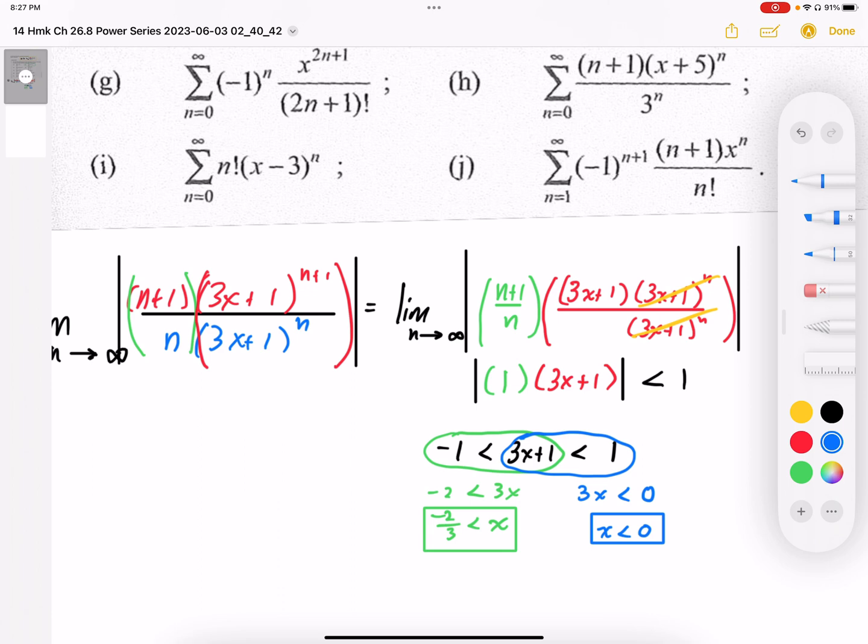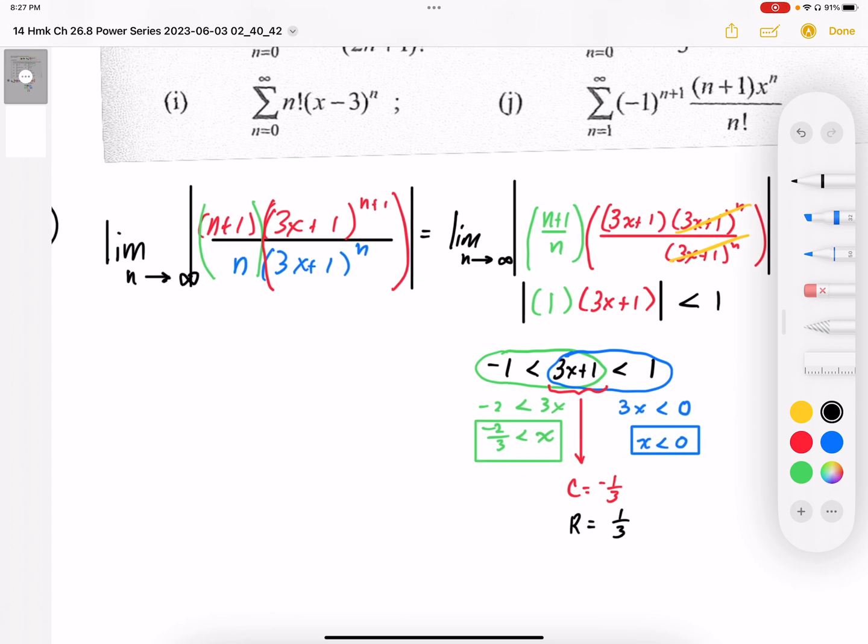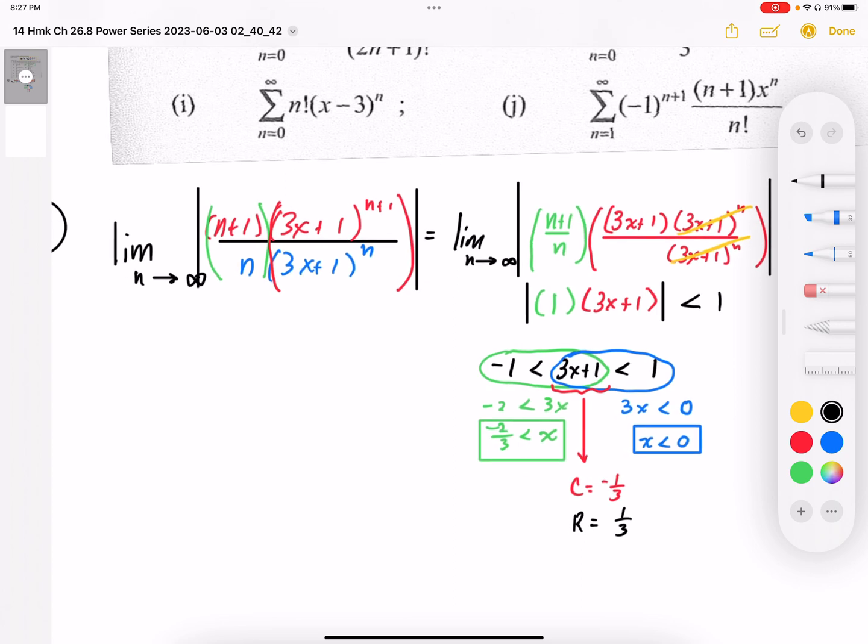So our radius is going to have a center, and we can take a look at that expression there to determine the center. c is equal to negative 1/3. And based on the right edge and left edge, my radius is going to be equal to 1/3. Okay, 1/3 to the left, 1/3 to the right. So we could say plus or minus 1/3, but the radius is 1/3 with a center at negative 1/3. Okay, so that is my interval so far.